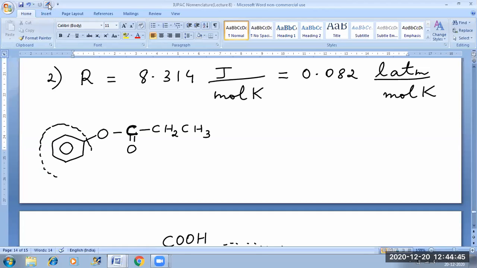So this entire thing will become a substituent. Can I say that if ester is the principal functional group, this carbon has to be carbon 1, because there is no other principal functional group? This will be the numbering of the compound. Benzene will act as a substituent. And now what is the name?